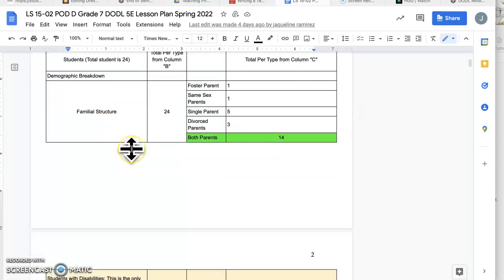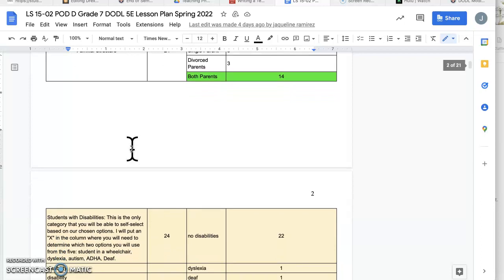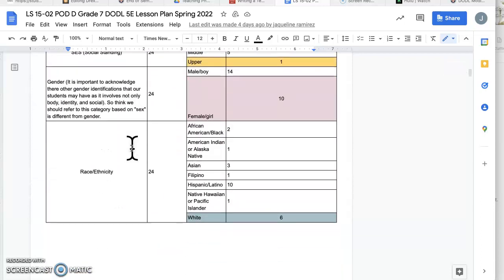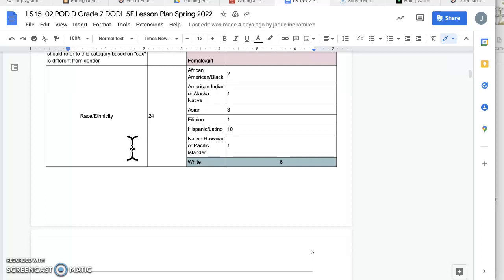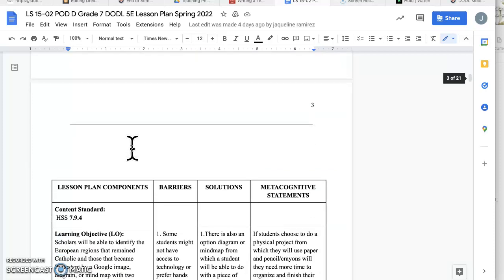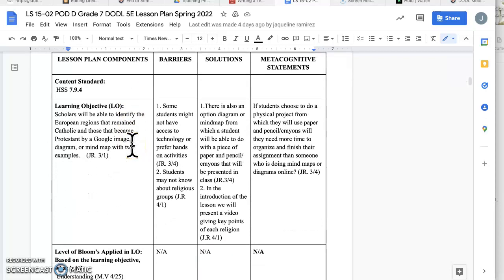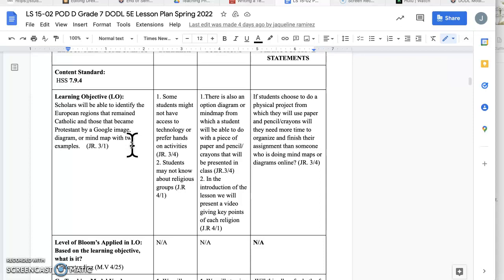So we have the demographic breakdown: family structure, language, social standing, gender, race, ethnicity. We got all of these numbers and statistics based off a middle school in Visalia called Valley Oak Middle School. So that's where you see all those numbers coming from. Going to the actual portion of our lesson plan, our content standard is HSS 7.94.